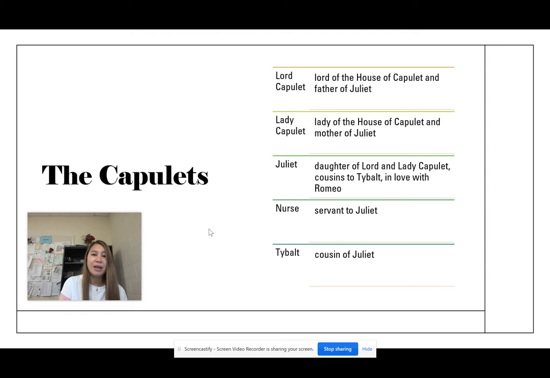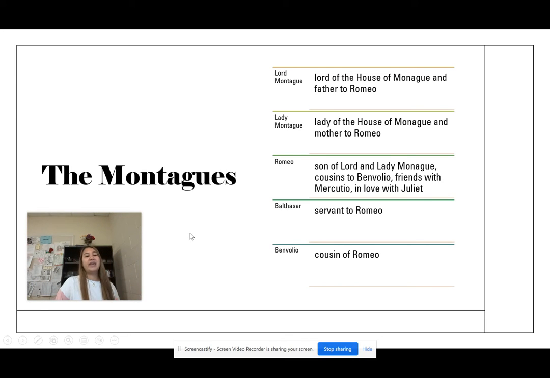They are led by Lord Capulet. He is the lord of the house Capulet and the father of Juliet. Don't forget that. Lady Capulet, the lady of the house and mother of Juliet. Juliet, the daughter of Lord and Lady Capulet, cousin to Tybalt and in love with Romeo. And then the nurse is the servant to Juliet. The nurse has been taking care of her from the day she was born. And then followed by Tybalt, the cousin of Juliet. He plays a significant role in this play.